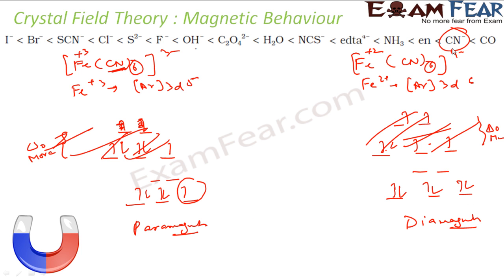But here also we are actually using this series, right? That CN minus is a very strong field ligand, so it will cause pairing. We made a mistake here, so we were coming to the wrong conclusion, but we used actually this series. Okay.